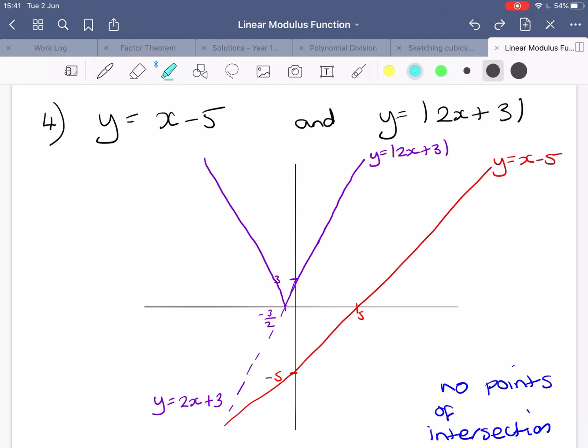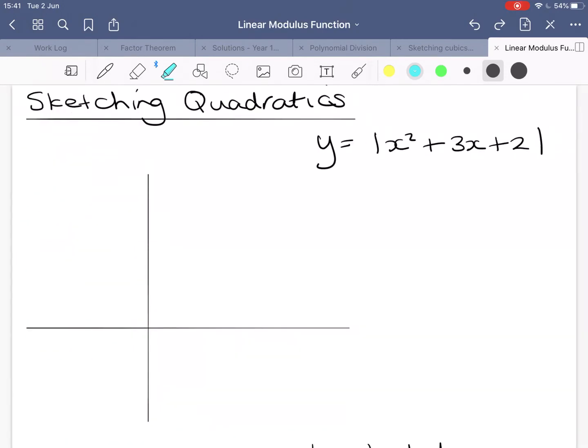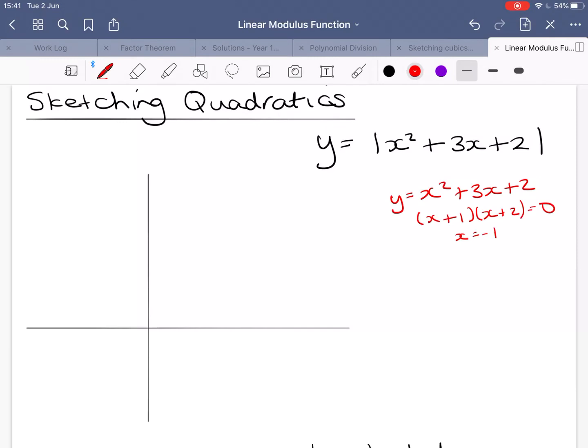Okay, right, we can also use modulus with quadratics. So let's think about exactly like we've done before. The first thing I actually think about is, how would I draw the line y equals x squared plus 3x plus 2? Well, I'd want to find where it crosses each of the axes. So, factorise. I'll get x plus 1 and x plus 2 and make that equal to 0. So I know it's going to cross at x equals minus 1 and x equals minus 2. I also know it's going to cross the y-axis at 2.